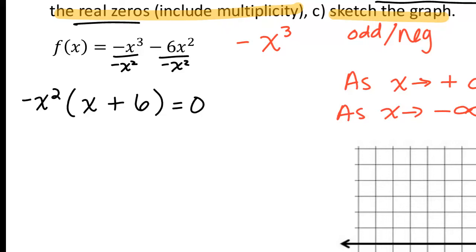This is kind of what we did yesterday for lesson 3-3. In order to find the zeros, I need to make each piece equal to 0. So I have this negative x squared. Remember, the x squared by itself tells you you're going to have a zero. So it's going to be 0. But the squared tells you you have multiplicity times 2.